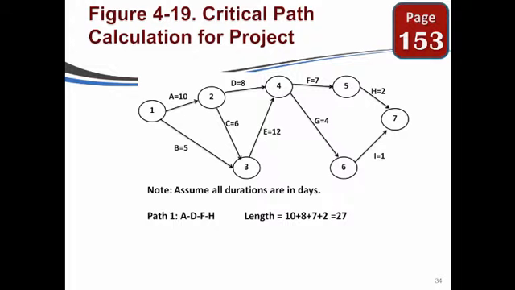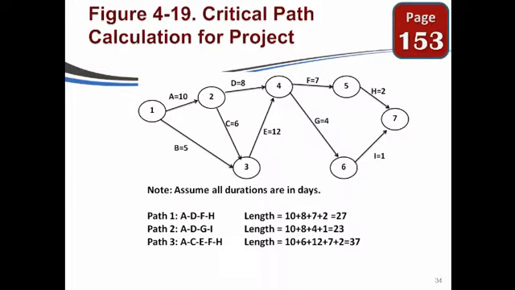Is that the longest one? Well, we don't know without going through each one of the paths. So let's try that. Let's do A, D, G, I. So we're going to do 10 plus 8 plus 4 plus 1 equals 23. Well, that's faster. Okay, that's not going to work.